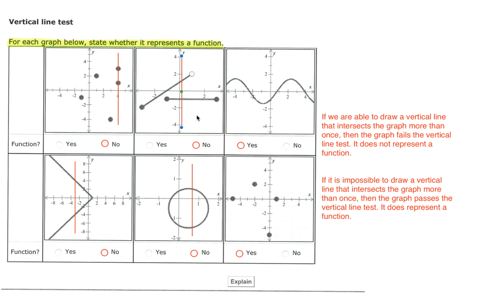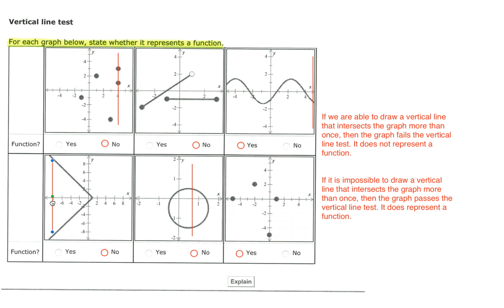Now, if we take this vertical line and again, drag it across the next graph, do we ever touch more than 1 point? As you notice, we never touch more than 1 point. Therefore, this is a function. Let's take a look at the next graph here.